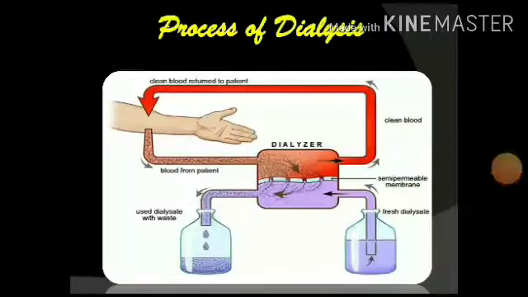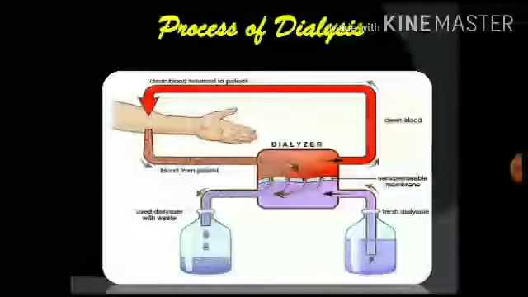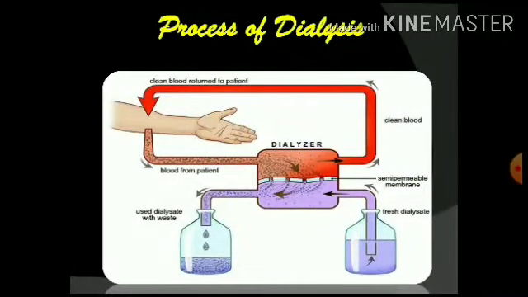Let us go into the details of how dialysis functions. Here you can see a system of dialysis in which there is a dialyzer centrally placed in the system. The dialyzer is separated into two compartments with the help of a semi-permeable membrane. In the upper compartment we have the blood. Blood is drawn out from the human body from the venous system and is brought to the dialyzer.